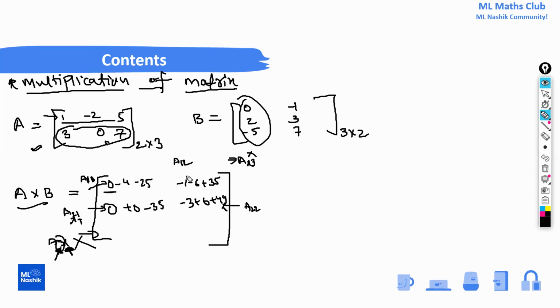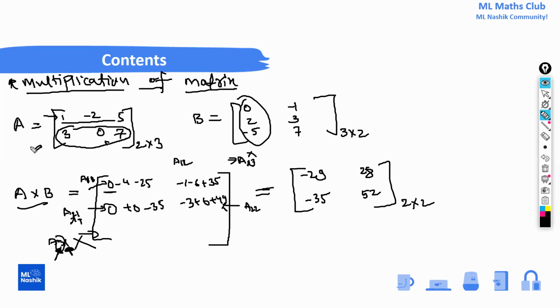You are done with multiplication, just add or subtract the respective elements. So -4 -25 is -29, -1 -6 plus 35 is 28. Then it is -35, and 3 minus 6 minus 3 is 3. 49 plus 3 is 52. So here you got A into B, and the order of A into B is 2 by 2.